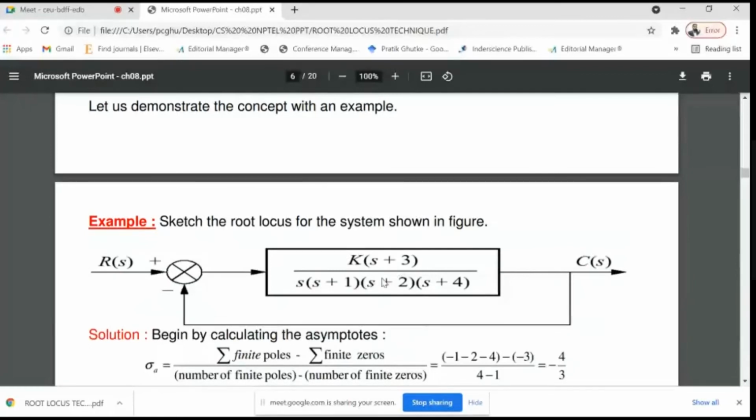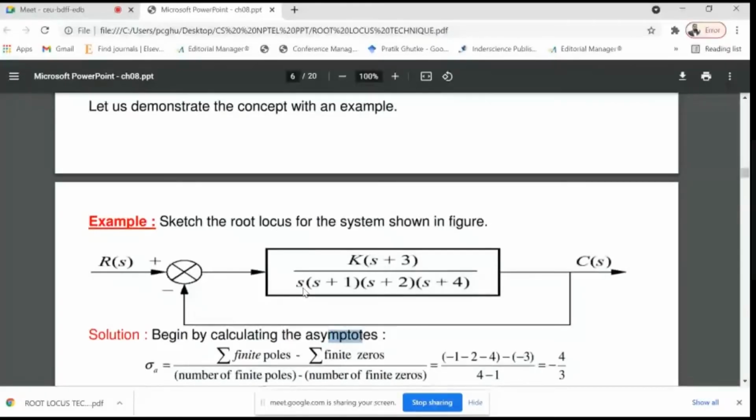In this block diagram, you have given only G of S, but there is H of S. H of S is 1. So this is your open loop transfer function. While calculating the closed loop transfer function, what I have to do? G of S divided by 1 plus G of S into H of S. So what is your G of S? K, S plus 3 divided by S, S plus 1, S plus 2 and S plus 4.